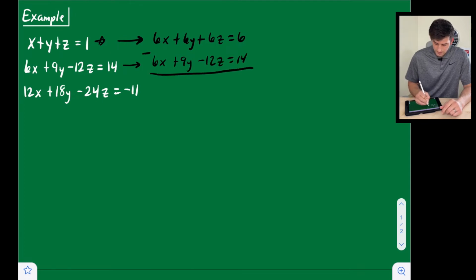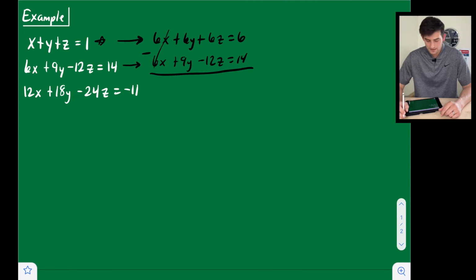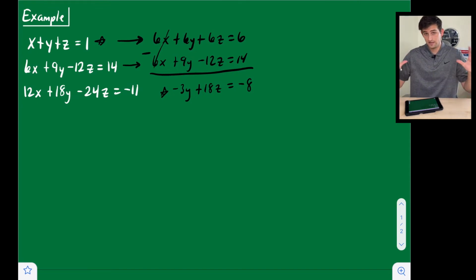And let's go ahead and subtract these so we can eliminate x. So we have 6y minus 9y, so that's going to be negative 3y. 6z minus negative 12z, so that'd be positive 18z. And then 6 minus 14, so we get negative 8. So there's one of our equations that we could use. So far nothing has eliminated, right? Our variables have not all canceled out. We still have a y and a z.